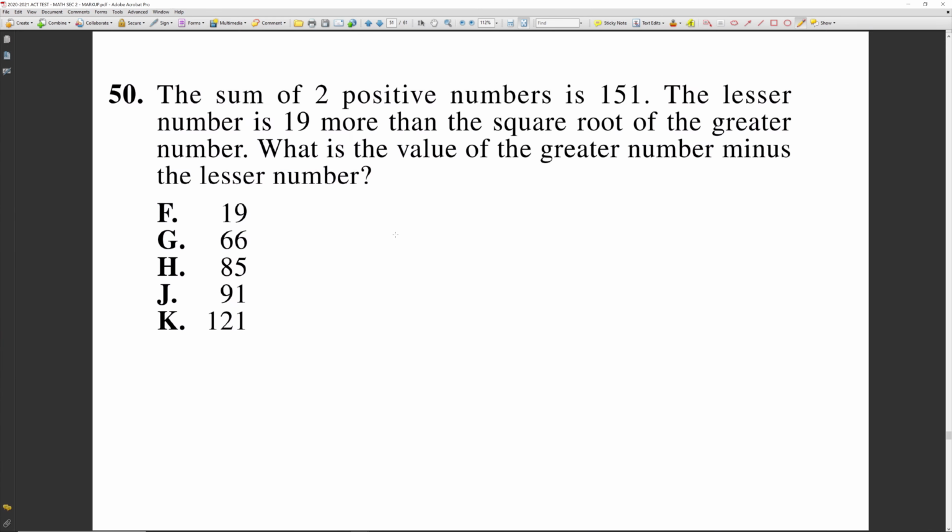No problem. Number 50. The sum of two positive numbers is 151. The lesser number is 19 more than the square root of the greater number.